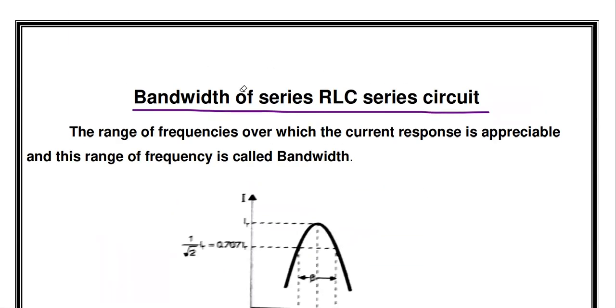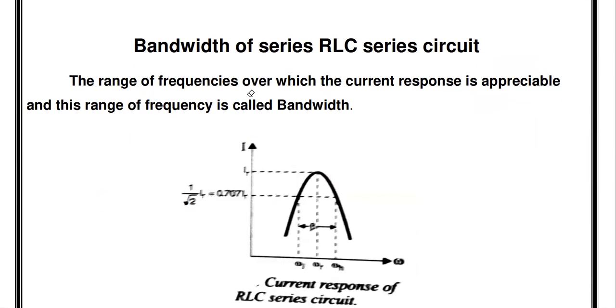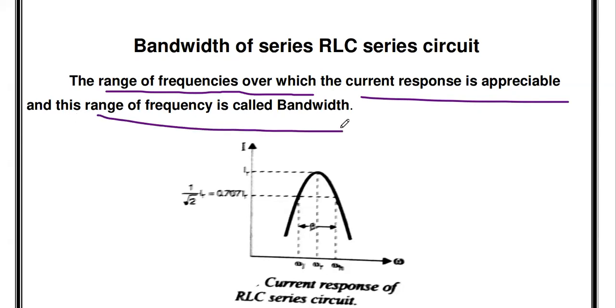The third characteristic we are going to derive is the bandwidth. So what is meant by bandwidth? The bandwidth is nothing but the range of frequency over which the current response is appreciable. That is, the current response is maximum in some range of frequency, and that range of frequency is called the bandwidth.